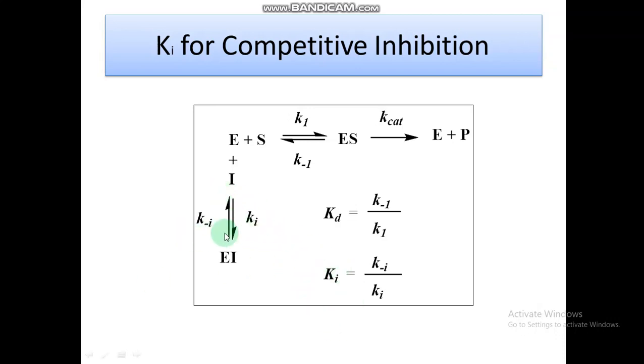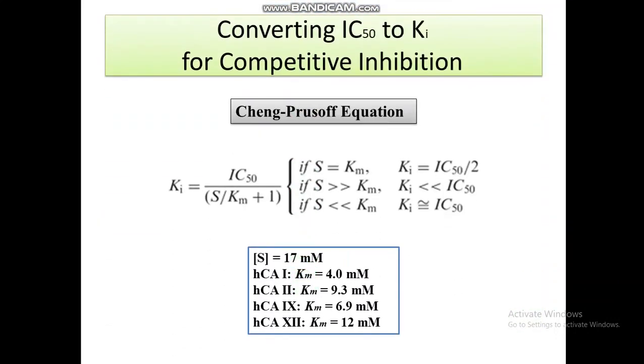Here is the small ki, so it is again the ratio of K minus I divided by ki, or the ratio of the rate constants for the backward and forward reactions. So here is our inhibition constant Ki, with capital K and subscript I. It represents the Ki for competitive enzyme inhibition.